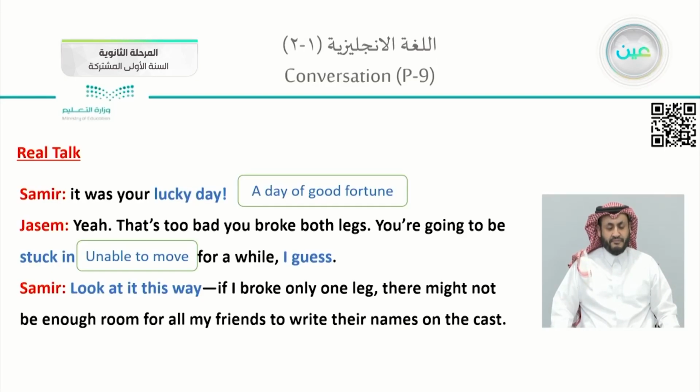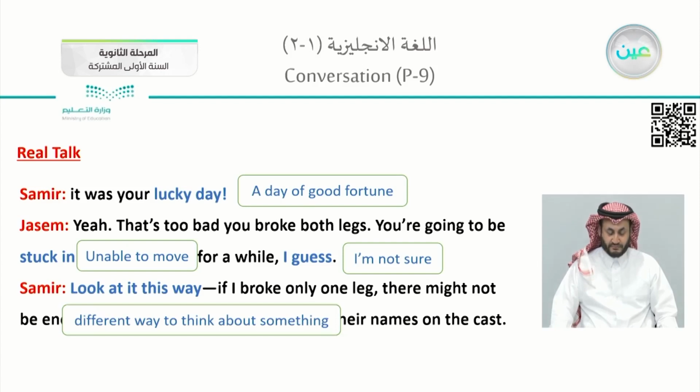I guess. When you say I guess, are you sure? It means like I think. I'm not sure. Still not sure. Uncertainty. Then Samer was positive. He said, look at it this way. A different way to think about something. Let's look at the bright side. Let's look at a different way of thinking.